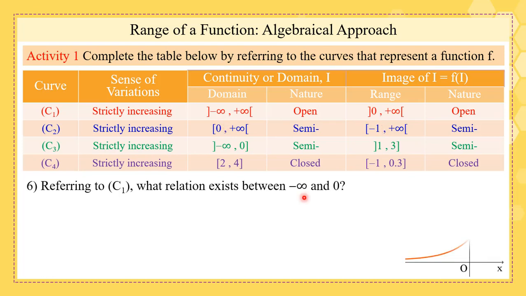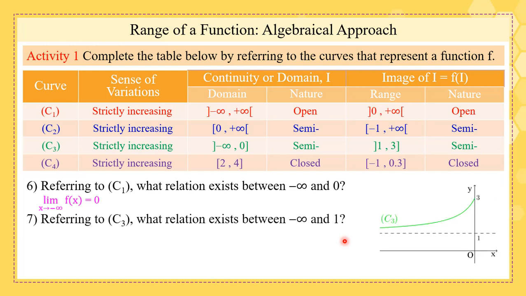Now referring to curve 1, this is curve 1, what relation exists between -infinity and 0? Now here we cannot say that f of -infinity is 0 because the interval is open, but we can say that the limit of f of x as x tends to -infinity is 0.